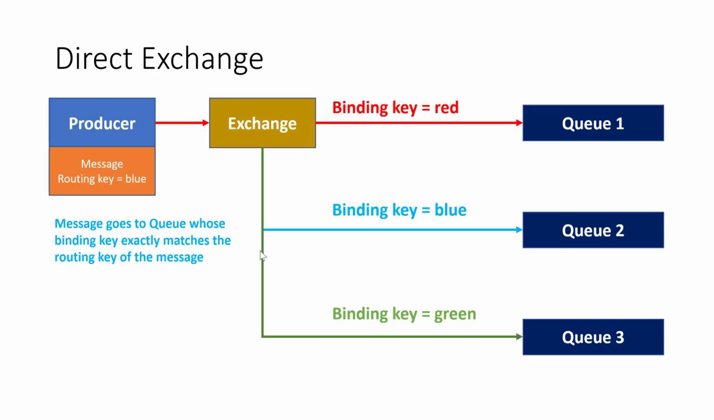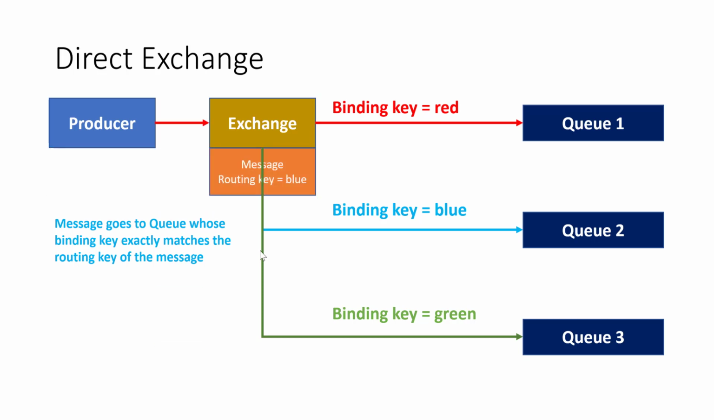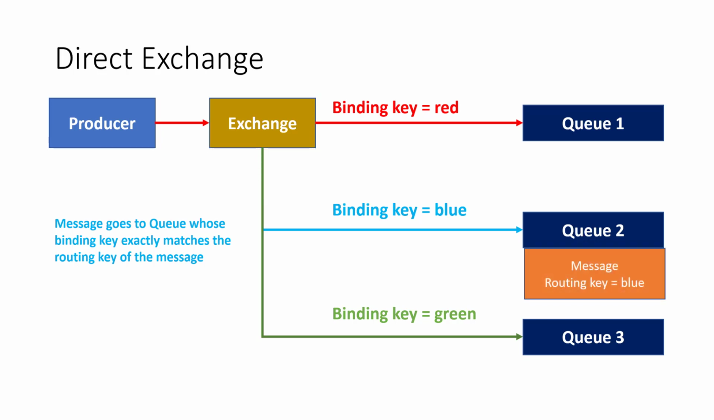So the producer sends the message to exchange, and here we see that the routing key is blue, and then we see here that the binding key is blue for Q2. So the message is sent to Q2 because the routing key matches exactly the binding key. So the exchange is smart enough to send the message to Q2.